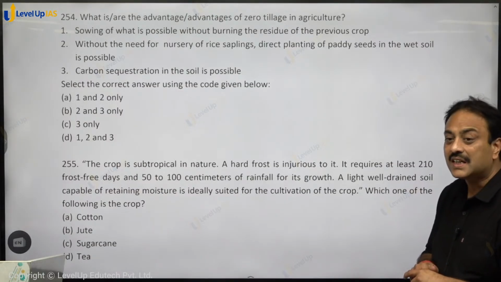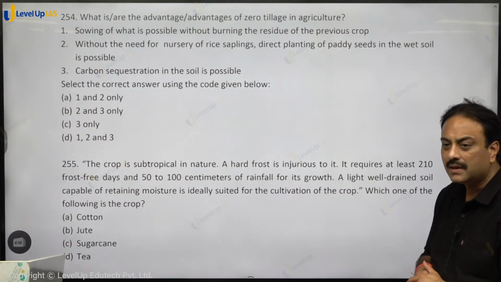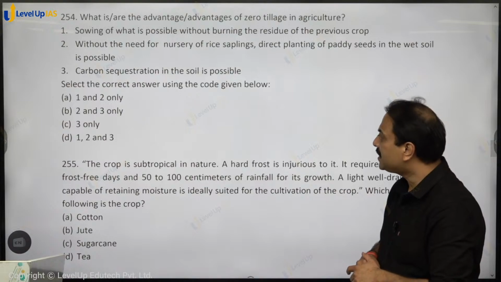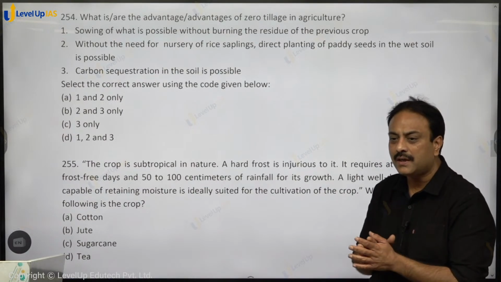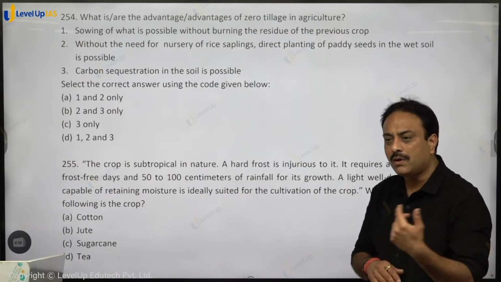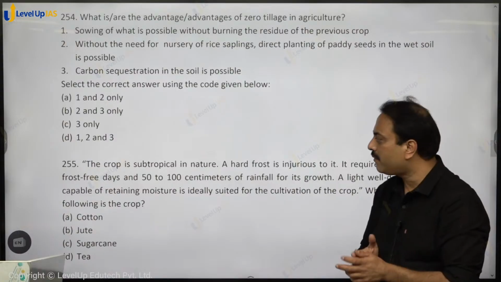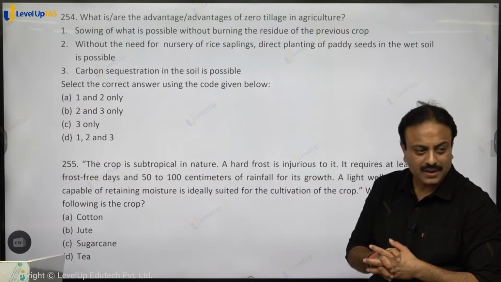It was the SRI technique, which has been asked by UPSC a few years back. It was this only. Carbon sequestration in soil is possible. When there is zero tillage, carbon sequestration will take place. Yes or no? The stored carbon will not be allowed to move into the atmosphere. So all three will be there. So 1, 2, 3, option D, D for dog, will be there.